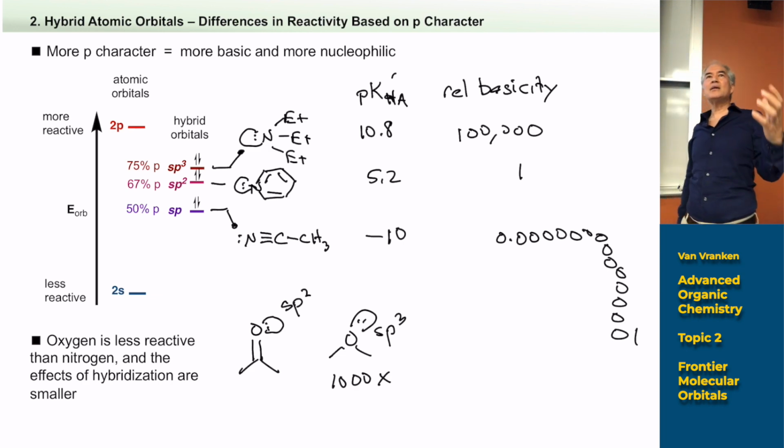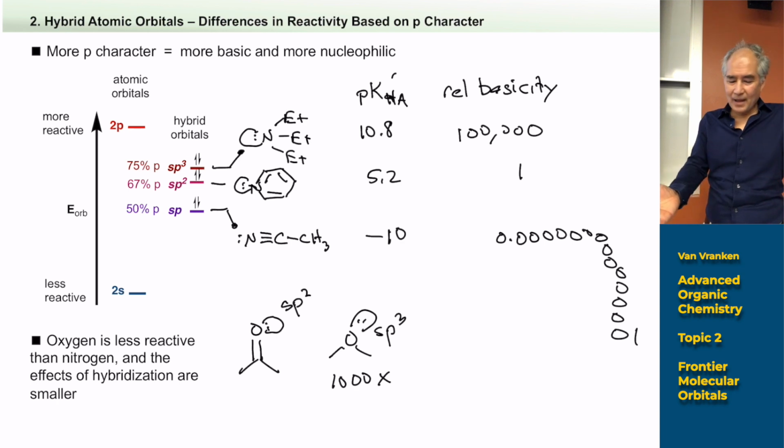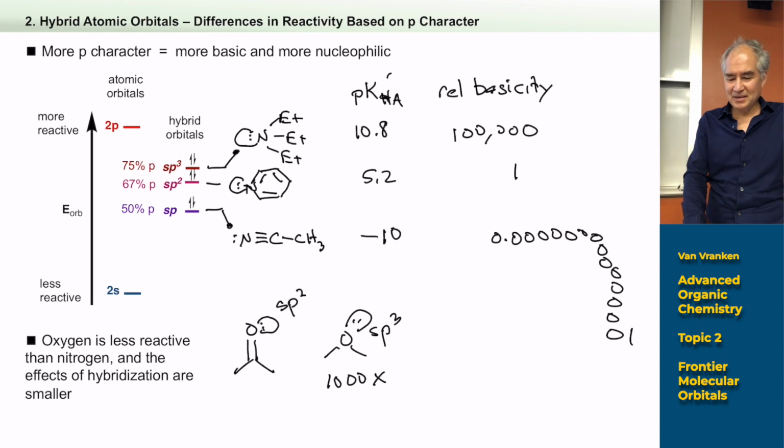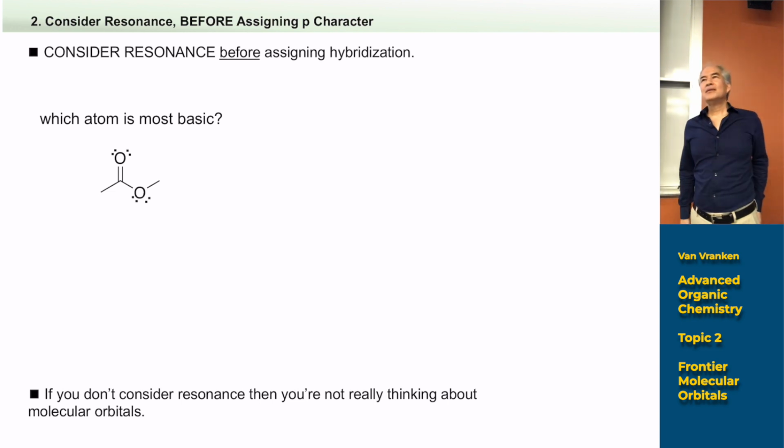But this idea that more p character means more reactive is totally valid. That's what you want to know when you look at a reaction: which lone pairs are more reactive and which are less reactive. And you don't need a whole lot here. You've got to be able to assign sp3, sp2, and sp hybridization. Now, be careful here.